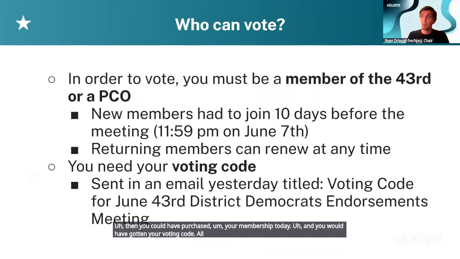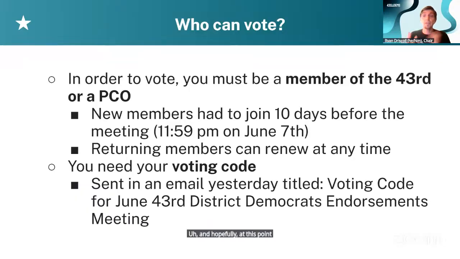All of our members should have a voting code. You will need a voting code. It was sent in an email yesterday, and hopefully at this point everyone has got theirs. If you still have not received your voting code, please email tally@43rddemocrats.org, and we will make sure that we get you your voting code.